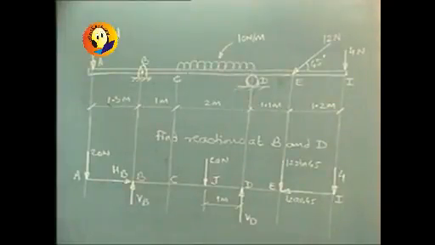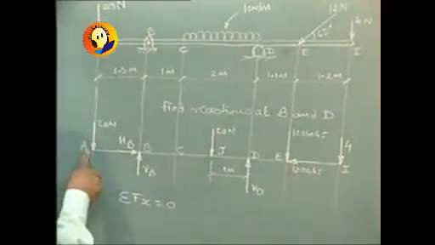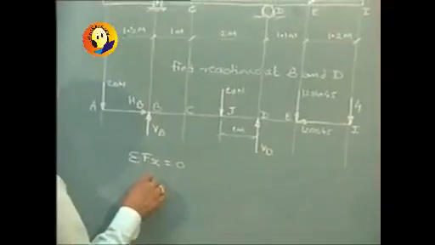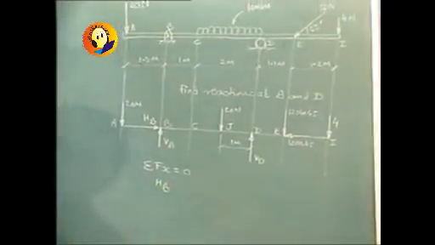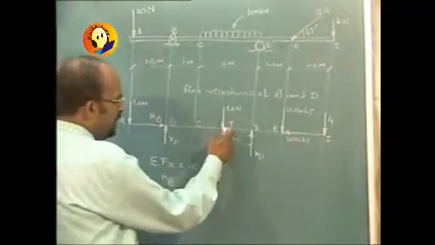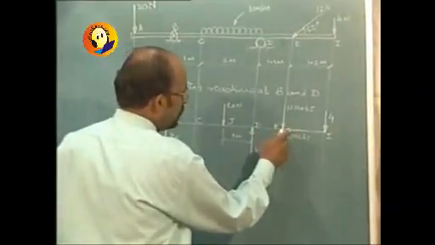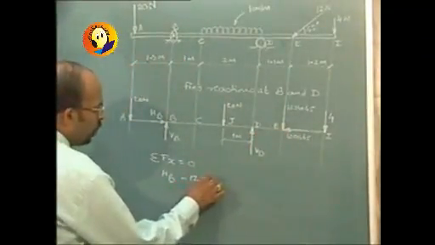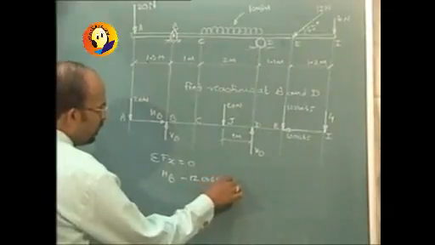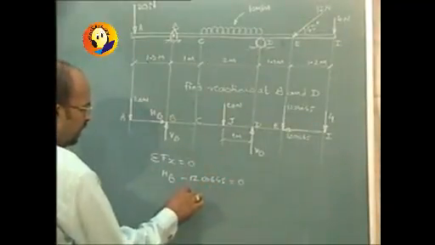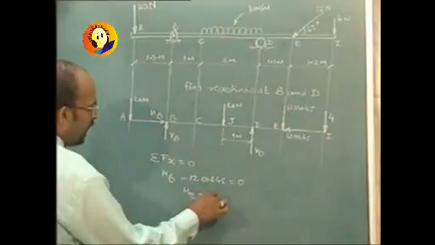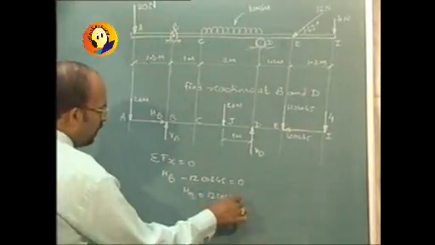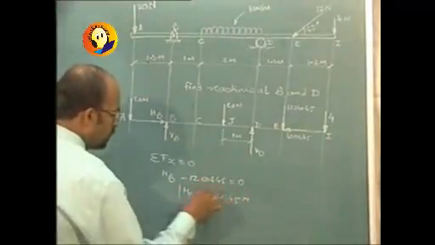The first equation, of course, can be written as sigma Fx equal to 0. There is no horizontal force at A. At B it will be HB towards right, so positive. No force at C, Z, D. There is a horizontal force at E towards left, minus 12 cos 45, equal to 0, and you get the value of HB directly as 12 cos 45 newtons.